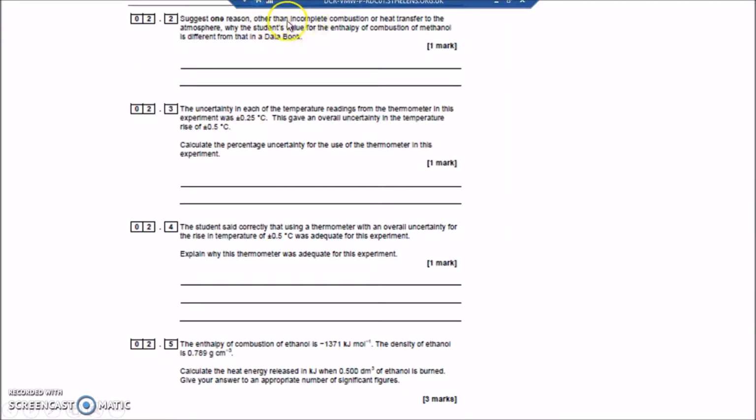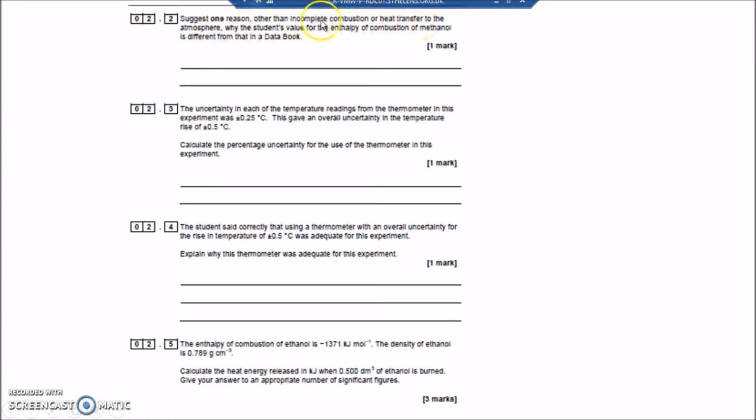Suggest a reason other than incomplete combustion or heat transfer why the students' value differs. Well, there's three reasons really why you might get values different from the data book. The main one is heat loss, heat transfer to the atmosphere.